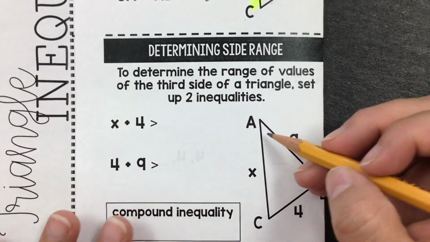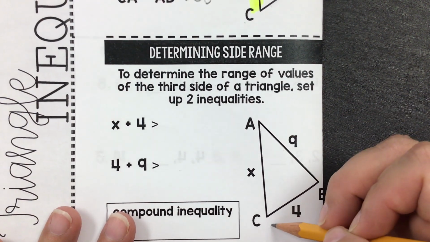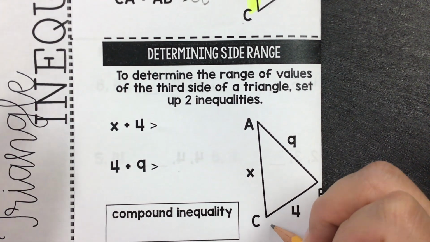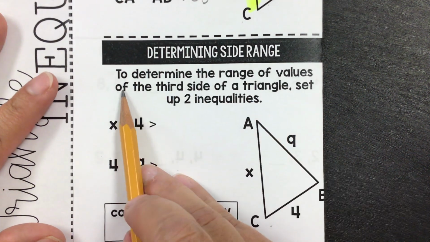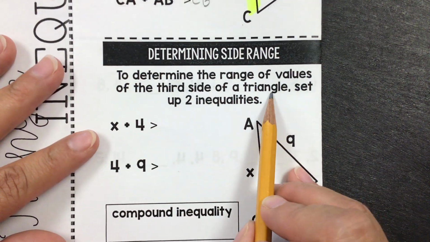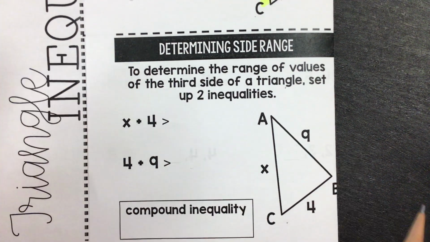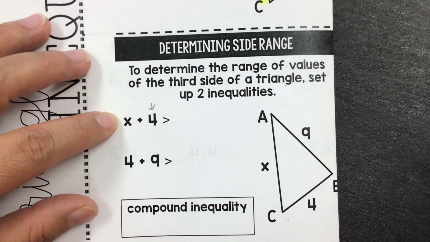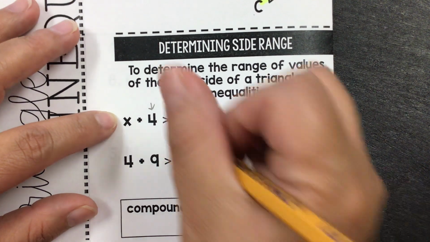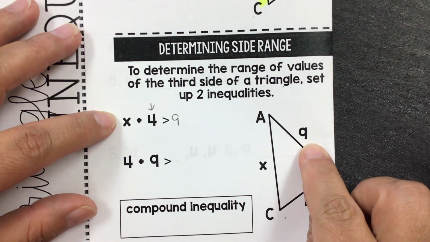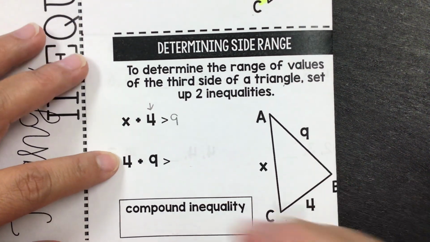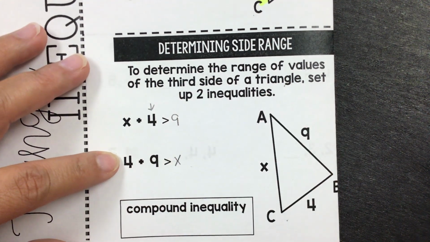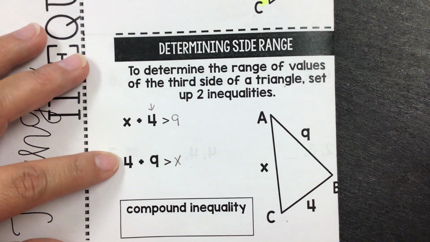On this next section, what's happening is that you're missing a side length, and you have to set up an inequality to give possible answers. To determine the range of values of the third side of the triangle, set two inequalities. So we always take the smallest side with the x and set it, is that going to be bigger than 9, the side that's given? And then you get the other two measurements that you have and set that greater than x.